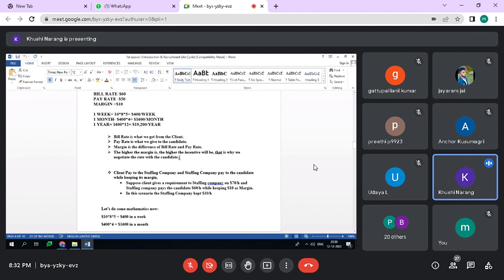All right. So bill rate is what we get from the client. Pay rate is what we give to the candidate. And margin is the difference between the bill rate and the pay rate. The higher the margin, the higher the incentive. That's why we negotiate the rate with the candidate. Clear, everybody?